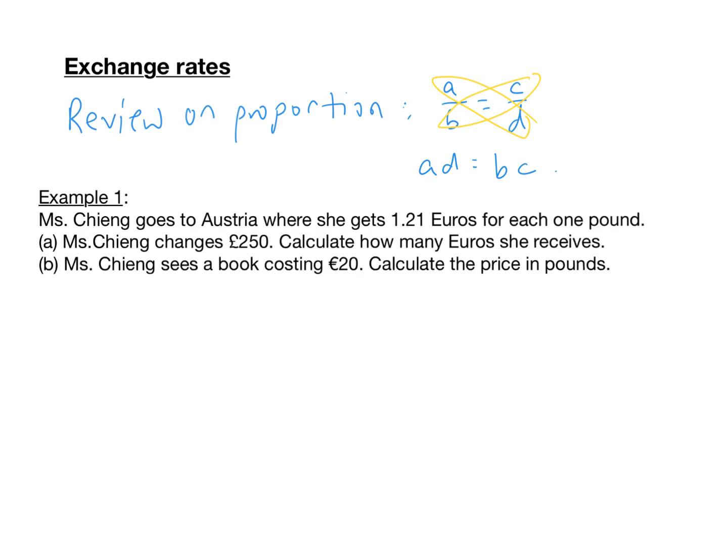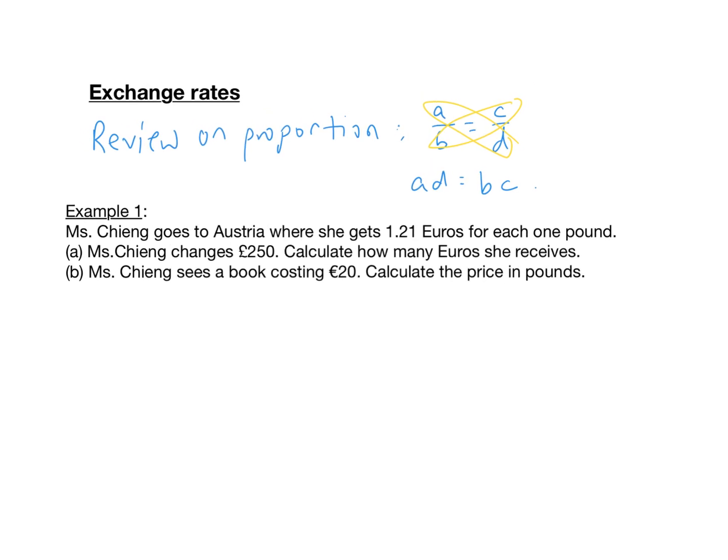Now let's look at example 1. Miss Ching goes to Austria where she gets 1.21 euros for each £1. And this pound, we're talking about Great Britain pound or sterling pound. Part A, Miss Ching changes 250 pounds. Calculate how many euros she receives.